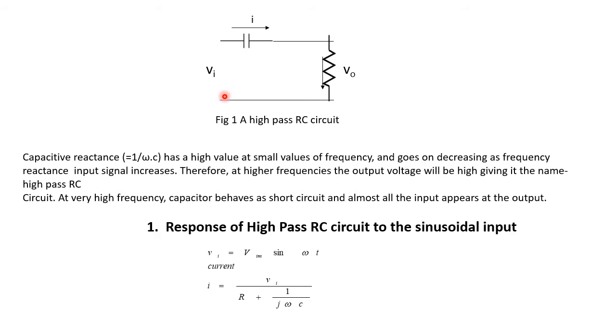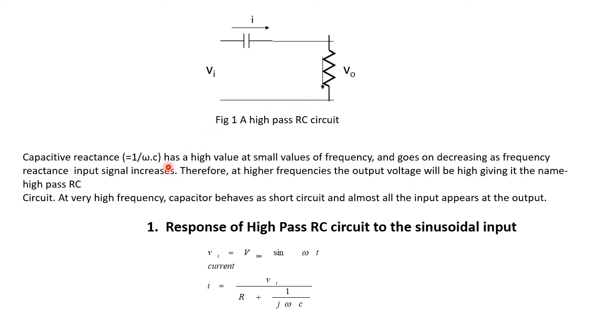Naturally, the applied voltage is equal to the potential drop across the capacitor plus the potential drop across the resistor. So it is obvious that when a constant voltage is applied and most of it appears across the capacitor, then naturally the output voltage will be very low. And this is the case when the frequency of the input signal is very low. Hence, for low frequencies, the output voltage is very low.